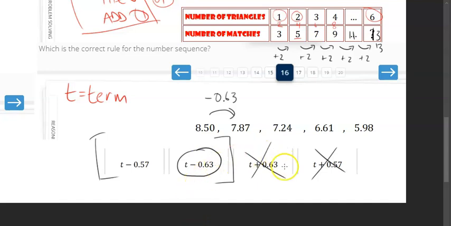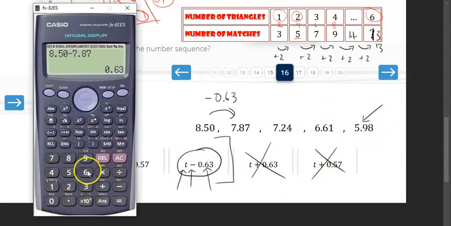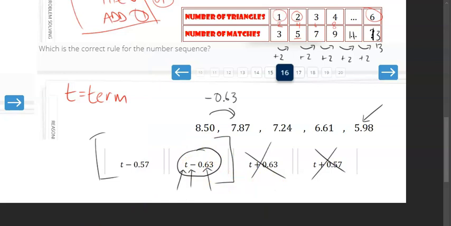So to grab any position, you can grab any term and just take away 0.63. To get this term here, we had to take the previous term, 6.61, and take away 0.63 to get 5.98. Let's just make sure that's the case. 6.61 take away 5.98 is 0.63, and that's correct. And that concludes this skill.